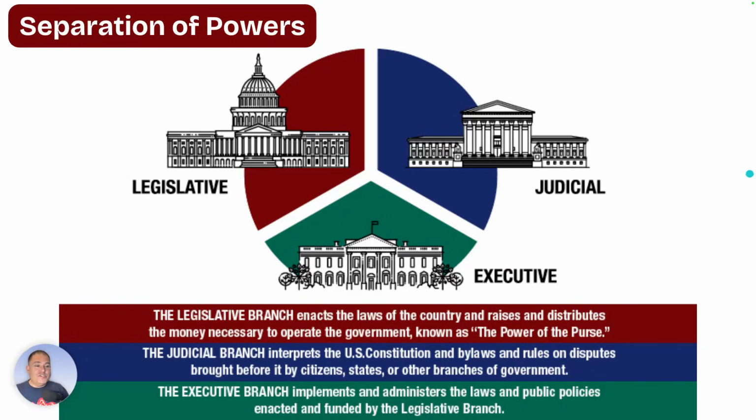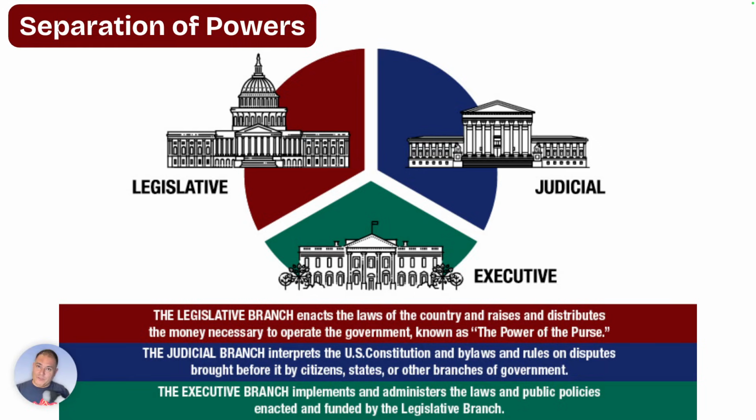Next term is separation of powers, basically to keep power from piling up in any one place. The founding fathers, the guys who wrote the Constitution, separated government into three branches. The legislative branch, they make the laws. The executive branch, they will enforce the laws and make sure that the laws are carried out. And then the judicial branch, they interpret the laws. This is the court system.